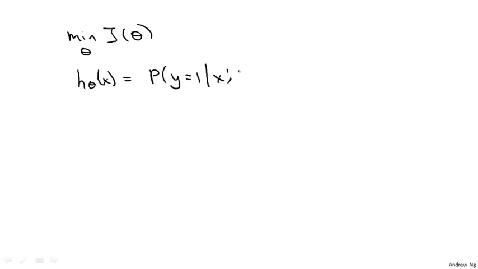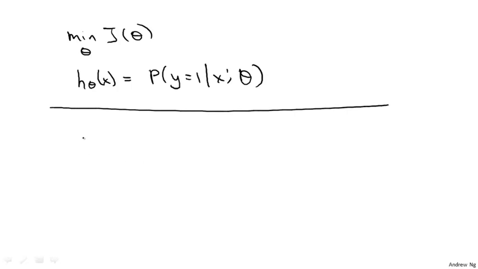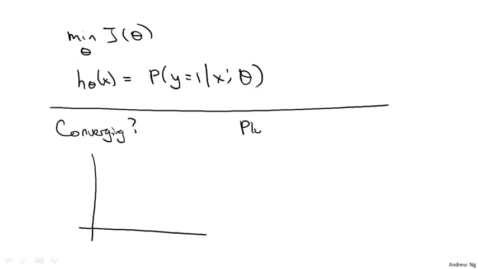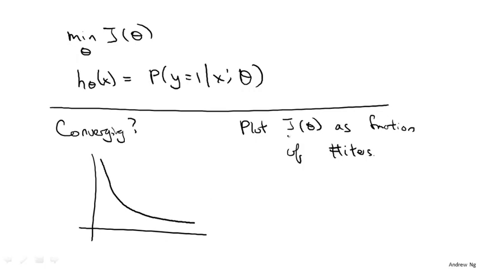To wrap up, using this, we now have a vectorized implementation of gradient descent to minimize J of theta, and that will give you your hypothesis, which you can then use to make predictions on the probability of y equals 1 given x and parameterized by theta. One last implementation detail: to see if gradient descent is converging, what you can do as usual is plot J of theta as a function of the number of iterations, where J of theta is now the cost function we defined for logistic regression.